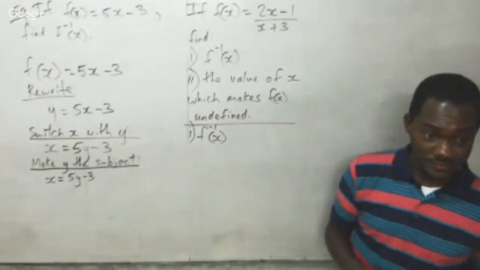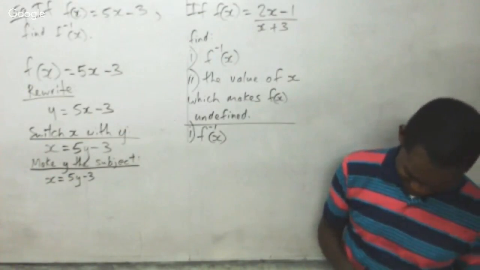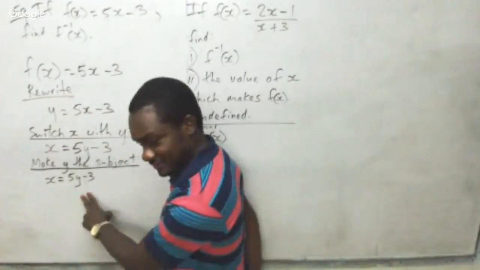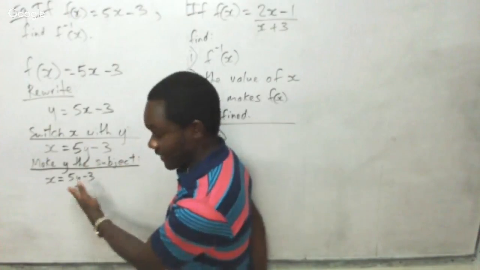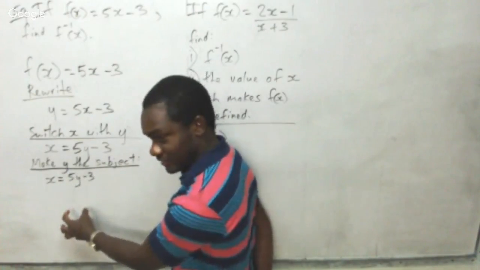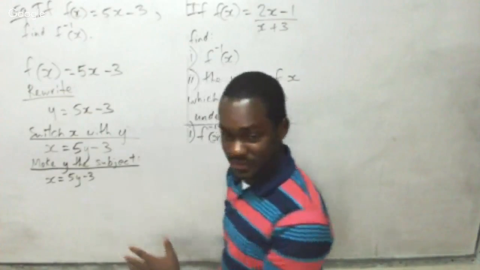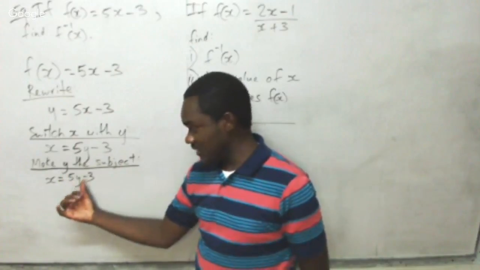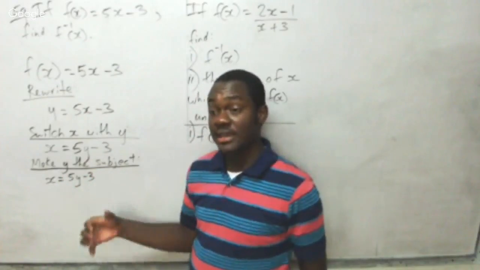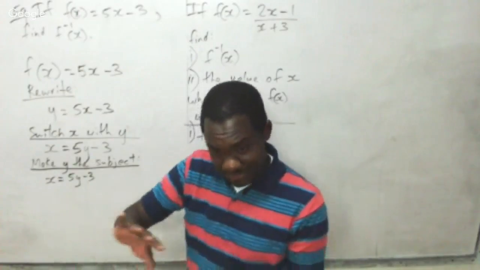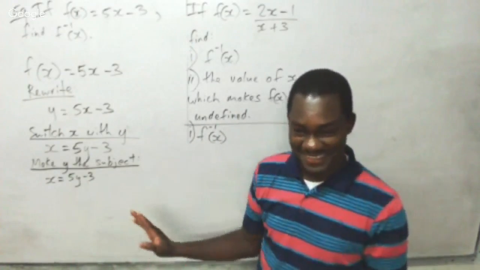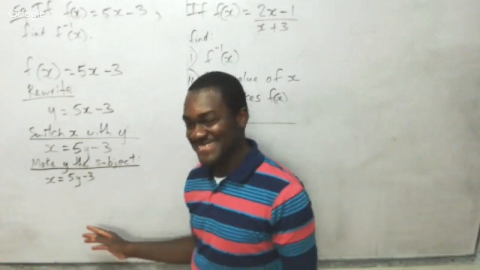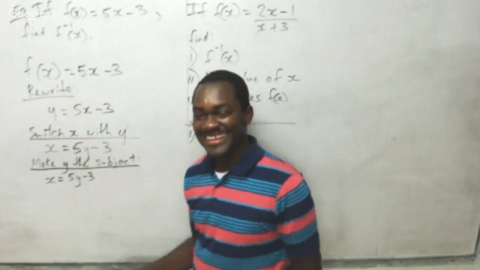Do you know the transpose? What is connected to y? Multiplication. 5. And then what is connected to 5y? Negative 3. Hold on. 5 is connected to y, but 5y is connected to negative 3. Before we can get y by itself, we have to get rid of them one at a time.